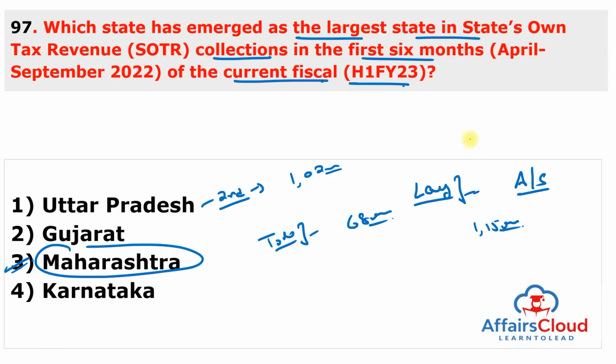And Tamil Nadu has displaced Karnataka. Karnataka is now in the 4th position. Earlier Karnataka was in the 3rd position. And Karnataka's total revenue is almost 66,000 crore.